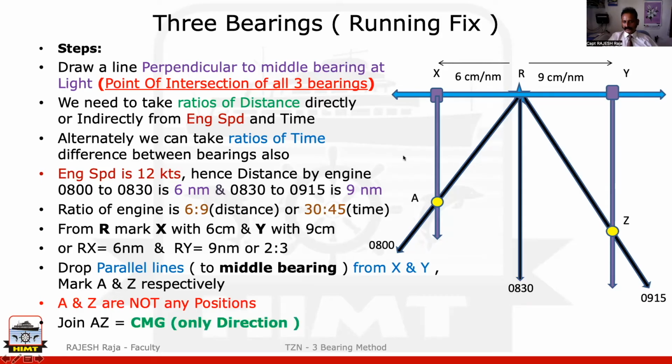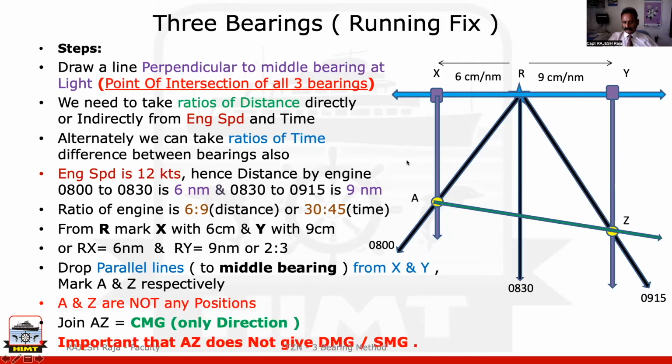Please join alpha and Zulu. When you join alpha and Zulu, what you get is the course made good of your question. So you have achieved the data which you wanted. This is the CMG. And please remember, CMG is one part of the vector, which is only direction. So you have to be careful. Since I said alpha and Zulu are not any positions, please do not measure this alpha Zulu and try to give that as a DMG, or if it is a 1 hour triangle as SMG. No, this is just a direction.